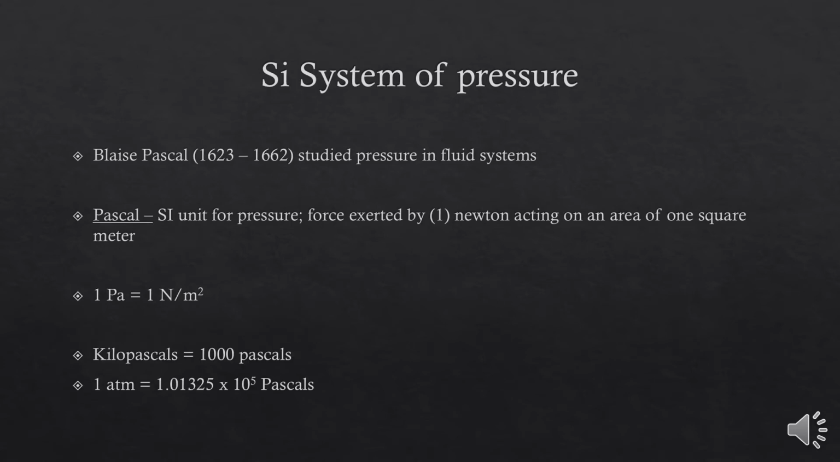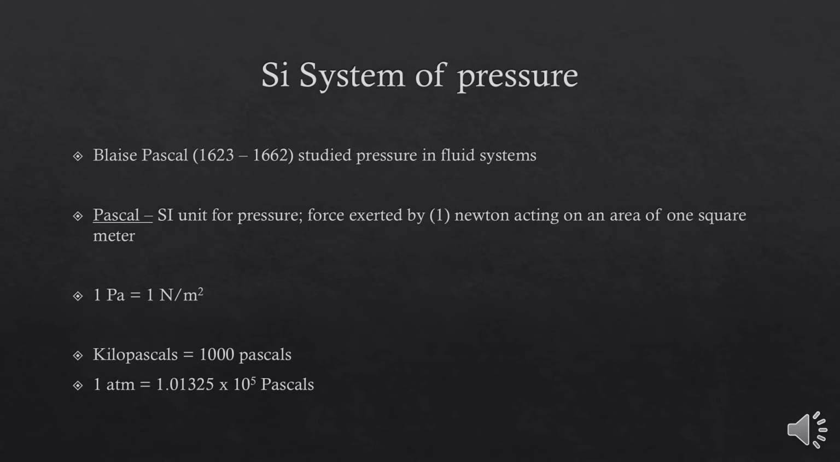For our system of pressure for SI, Blaise Pascal, he studied pressure in fluid systems. Remember that gases and liquids are both fluids because those molecules are allowed to slip past each other. 1 Pascal is the SI unit for pressure. It's the force exerted by 1 Newton acting on an area of 1 square meter. So 1 Pascal equals 1 Newton over meter squared. Remember, it's that surface to area collisions. Kilopascal equals 1,000 pascals.